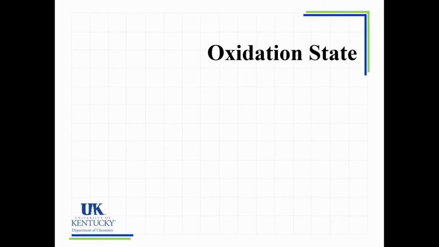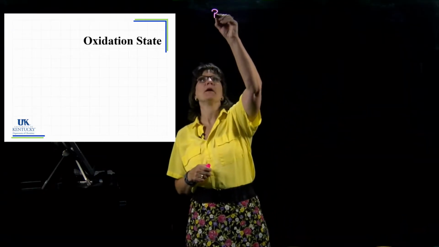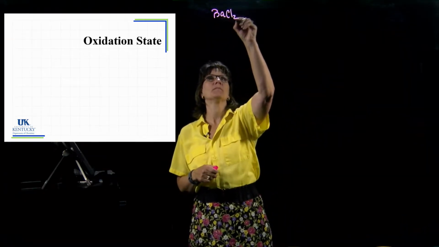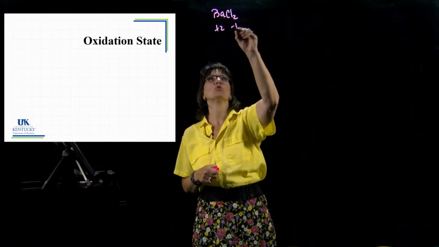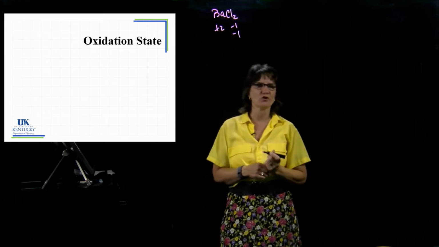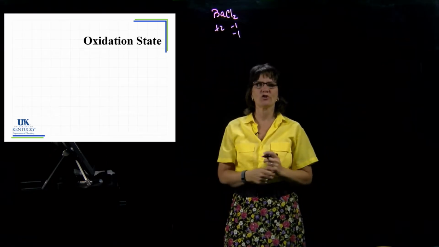When we have an ionic compound made up of a metal cation and a non-metal anion, it's easy to assign charges to it. So if we saw something like barium chloride, we know that barium has a +2 charge and each chloride has a -1 charge, and there's 2 of them, and so charges are no big deal.